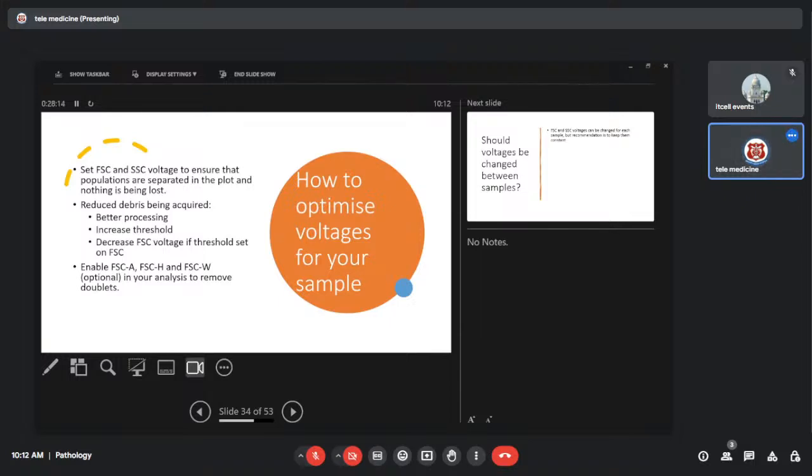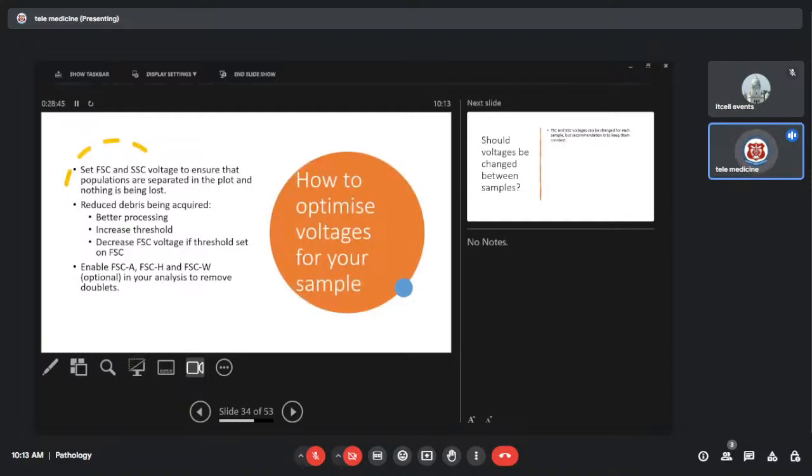Simultaneously, if it's not working, if your cells are dying off, maybe add BSA to your buffers. So bovine serum albumin helps the cells stay stable. You can increase the threshold on forward scatter. Say if you're acquiring at 10,000, you can increase it to 25,000, which means that till 25,000, the cytometer lets everything go at all. Or you can increase the forward scatter voltage.